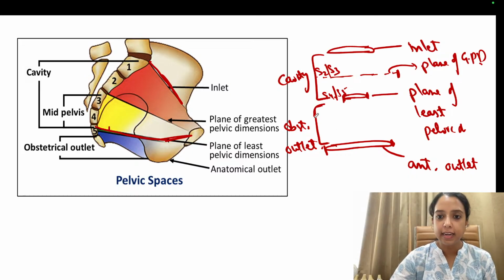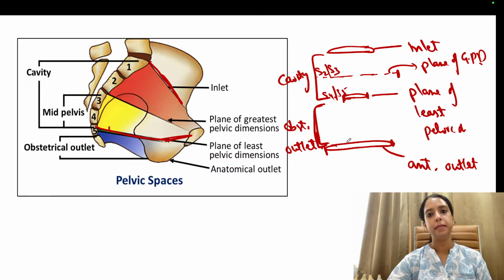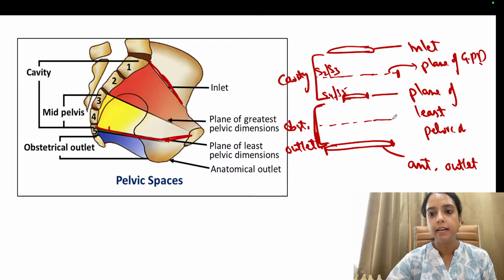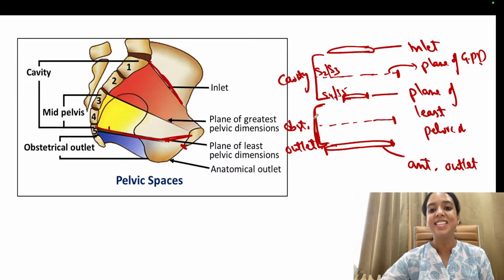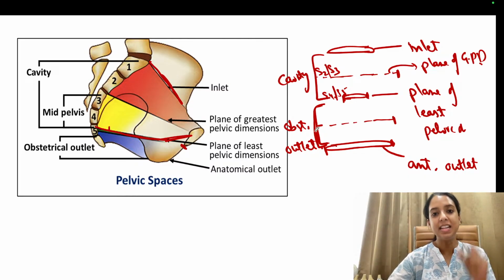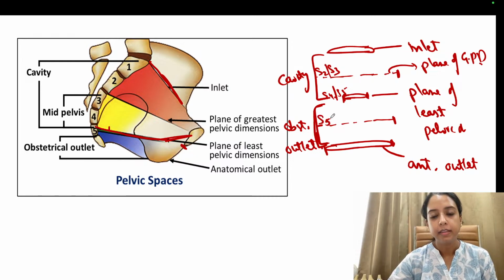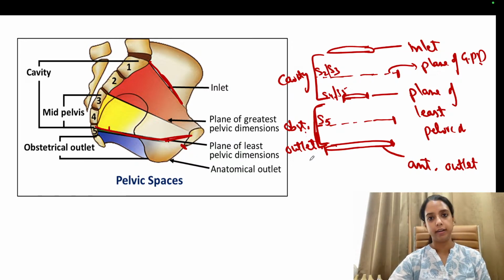Okay? This area which is the obstetrical outlet also has a plane. This plane is running from the lower border of the pubic symphysis. Outlet comes from the lower border, right? From here, the lower border of the pubic symphysis till the sacrum, till the tip of the sacrum. This is the plane of the obstetrical outlet.